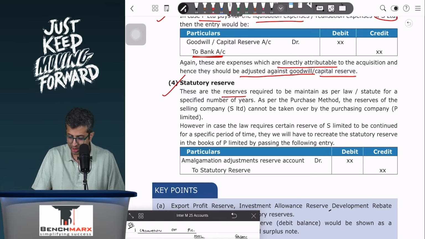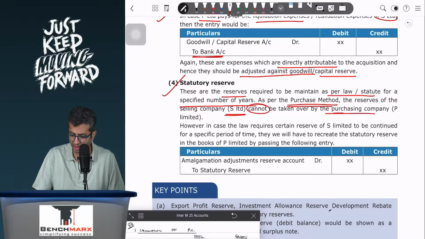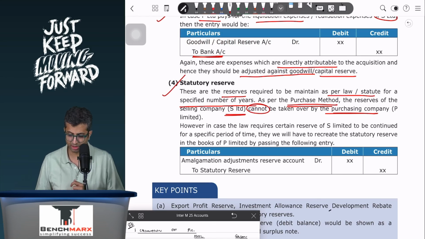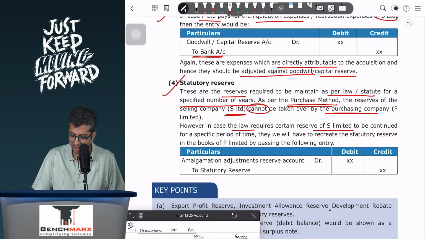So these are reserves required to be maintained as per law or statute for a specified number of years. As per the purchase method, the reserves of the selling company S cannot be taken over by the purchasing company, that is P. However, in case the law requires certain reserves of S to be continued for a specified period of time, then we will have to recreate the statutory reserve in the books of P by passing the following entry: amalgamation adjustment reserve to statutory reserve.